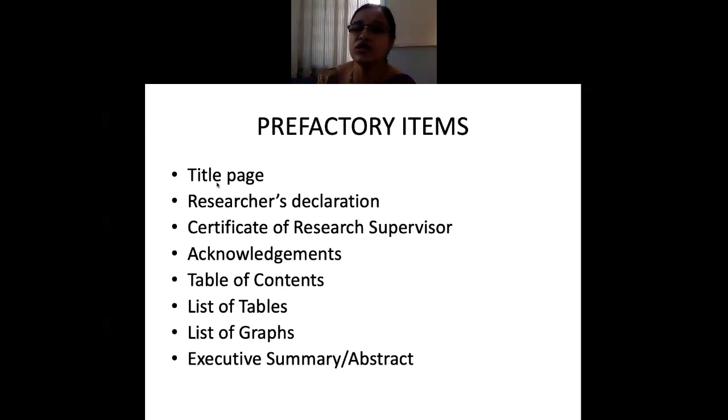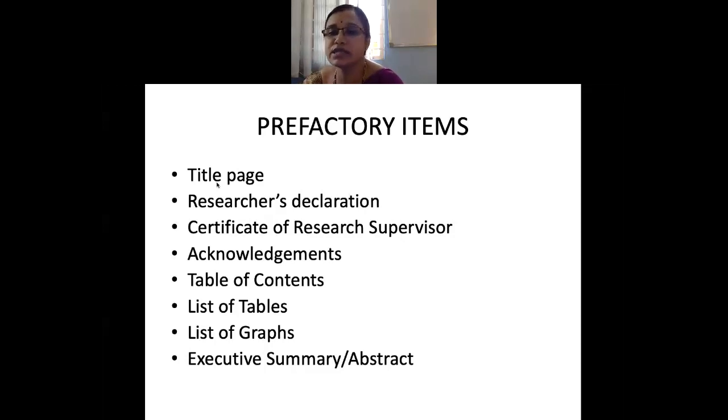Now let us go into the entire report. An entire report consists of 3 important parts. One is called the prefactory items. The second one is called the body of the report, and the third one is called the terminal items. Now, as far as the prefactory items are concerned, it mainly depends on the university. Of course, if you are writing a paper, these contents are not required. But if you are doing a dissertation or a thesis, again, this is required. So these are the prefactory items that are to be included.